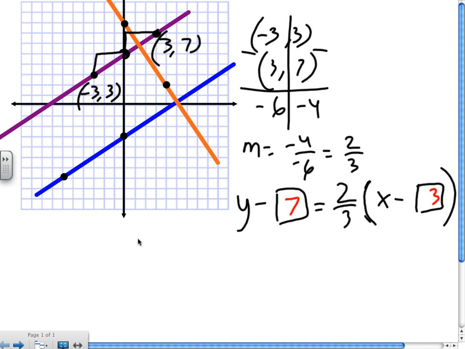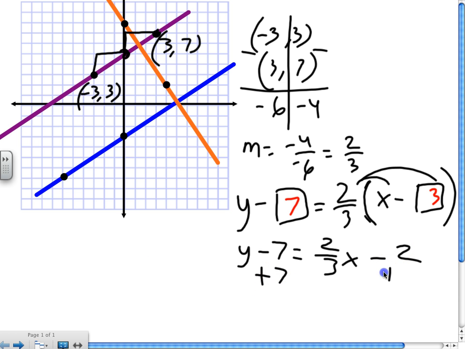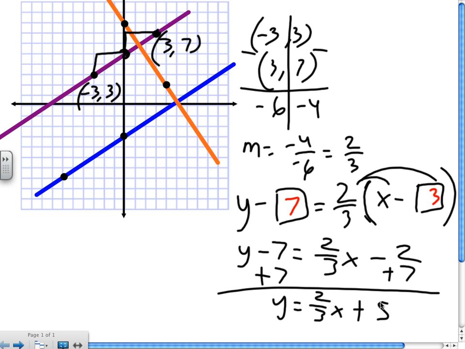How do we get to the slope-intercept? We solve it by first distributing, right? Which becomes what? y minus 7 equals 2/3 x minus what? 2. And then we add the 7 over. This becomes y equals 2/3 x plus 5.